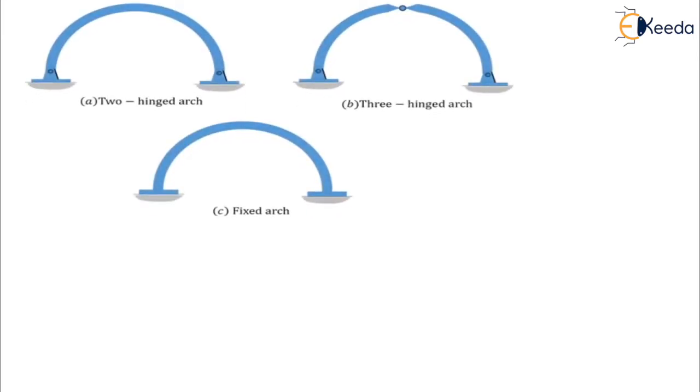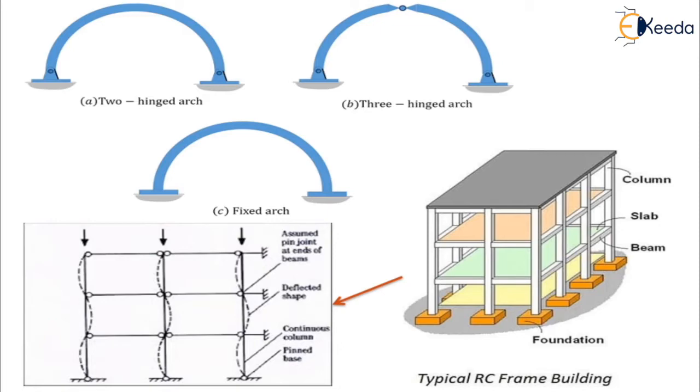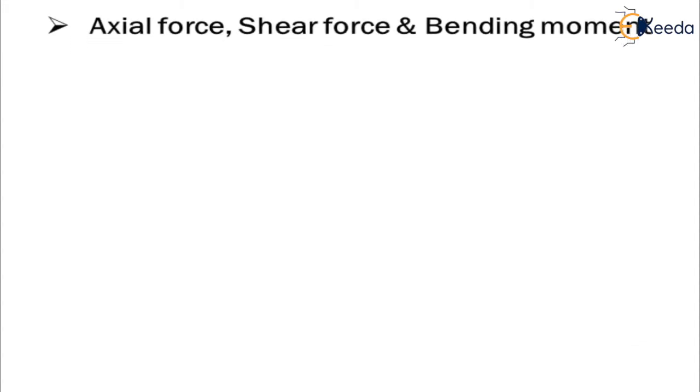These are examples for three-hinge arch, two-hinge arch, fixed arch and a typical frame building. This was a short introduction about structures. Now coming back to our topic, axial force, shear force and bending moment.